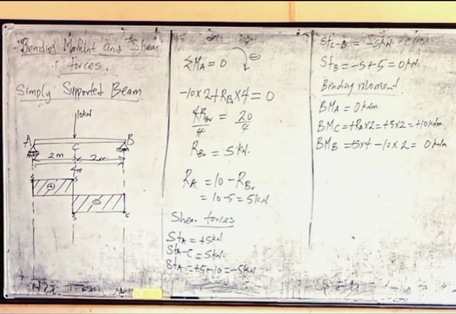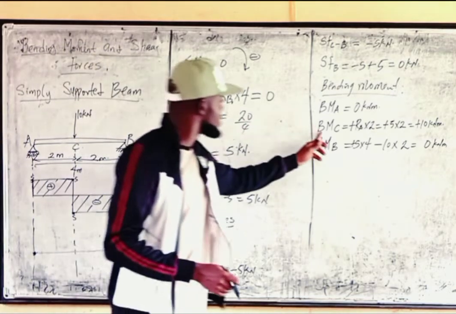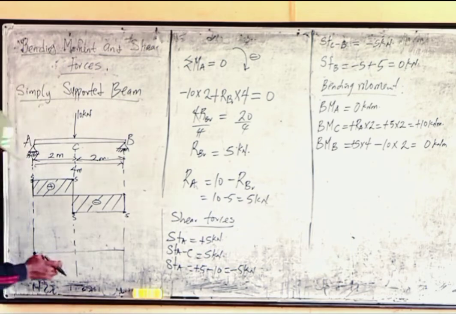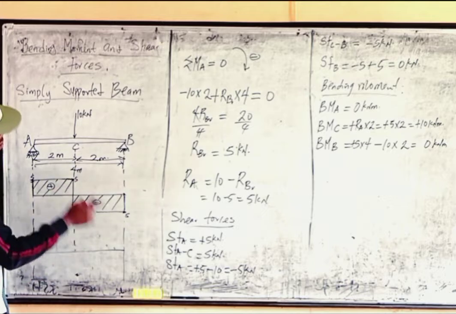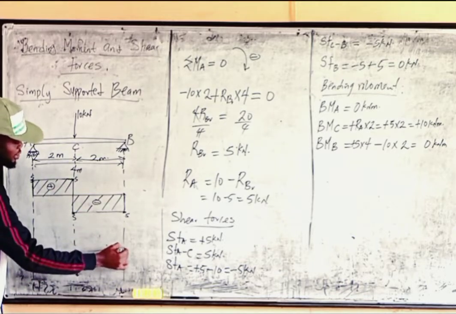So that's what we're having here. Then for the bending moment diagram, at point A the moment was 0. At point C, what is the bending moment? Plus 10. Remember, plus will go downward to mark 10. At point B, remember, the moment is 0.